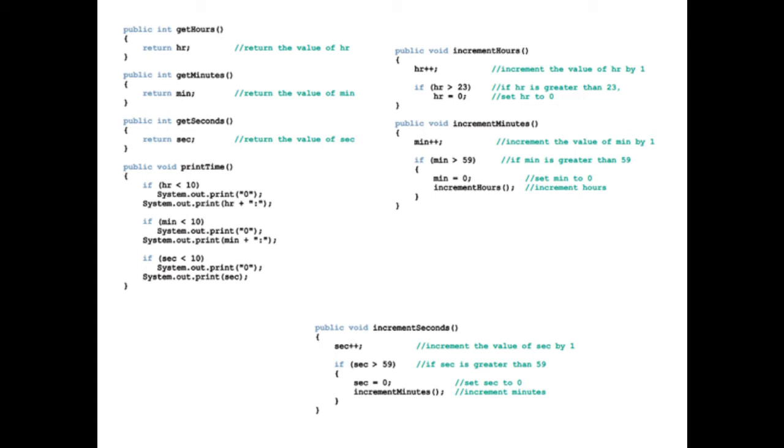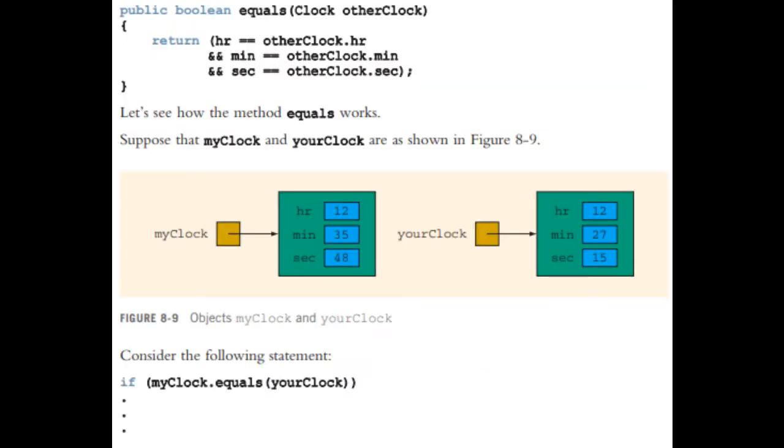Next, public void incrementSeconds. sec++. We increment the value of sec by 1. If sec is greater than 59, we set the value of sec equal to 0, and we increment the value of min by calling the method incrementMinutes. From the definitions of the methods incrementMinutes and incrementSeconds, you can see that a method of a class can call other methods of the class.